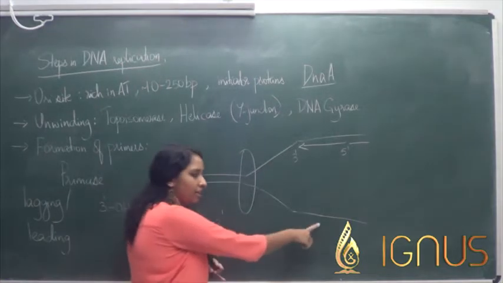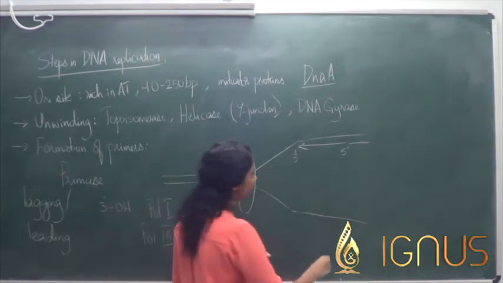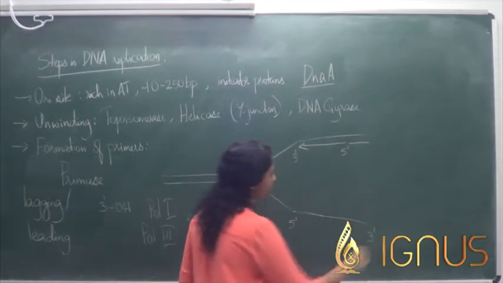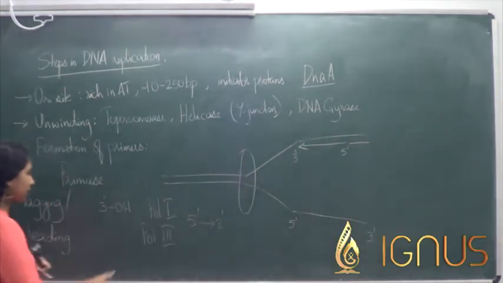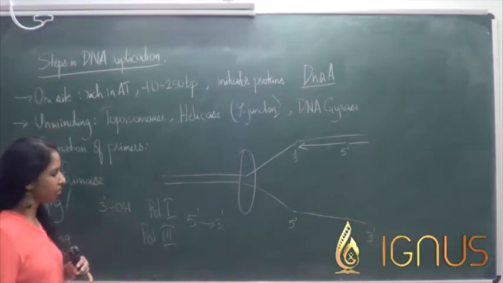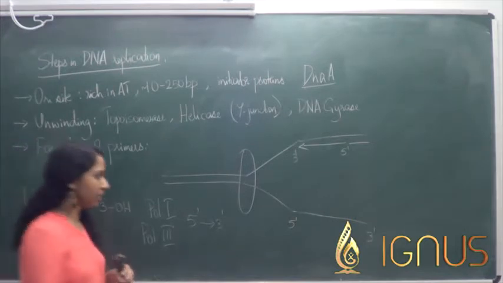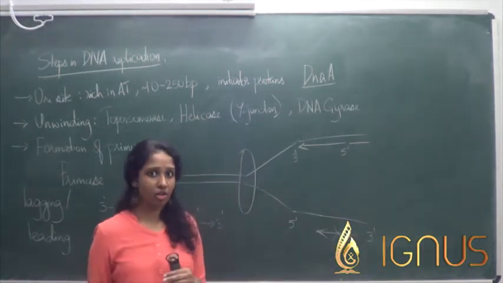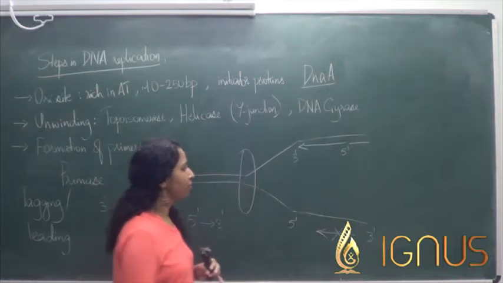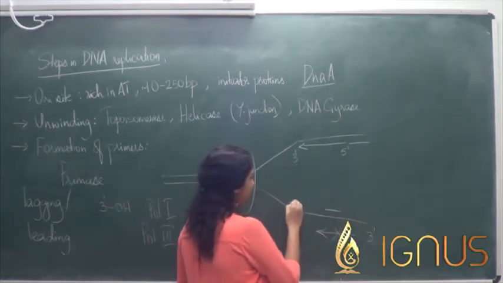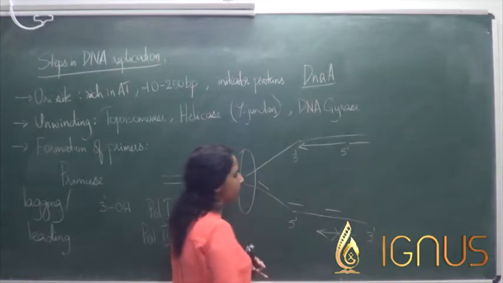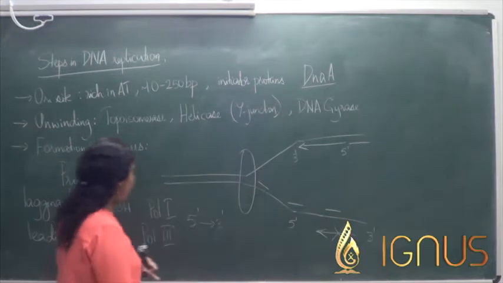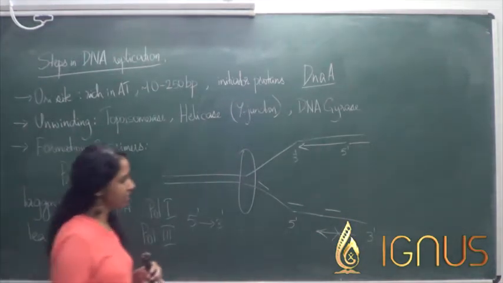There is another strand, the opposite strand, in which the polymerase activity should happen from the 3' to 5' end, and because polymerase cannot have 3' to 5' polymerase activity, it cannot synthesize in this direction. This direction synthesis cannot occur, and therefore there will be multiple primers which will be synthesized at different intervals, and the space between them will be filled up either by polymerase 1 or polymerase 3.